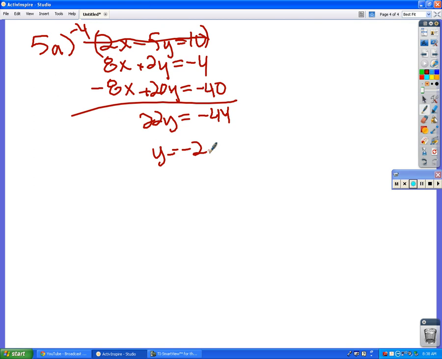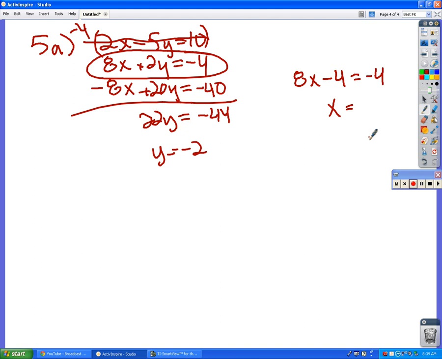Which equation do you want to plug that into to figure out what x is? Bottom one. Oh, you mean plug into the bottom one of the original ones, like that one? Okay. So 8x plus 2y, what's 2 times negative 2? Negative 4. 8x minus 4 equals negative 4. So x equals 0, because the negative 4's cancel. 8x equals 0, x must equal 0.